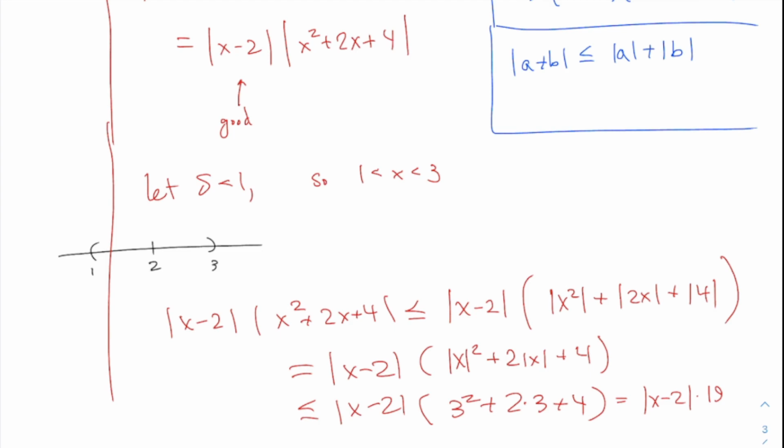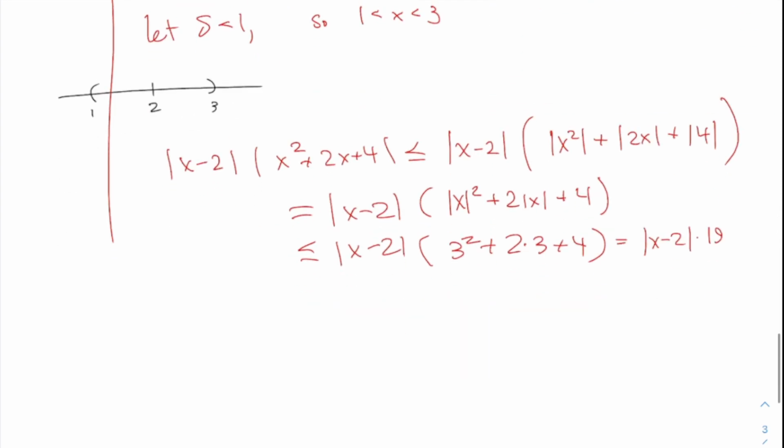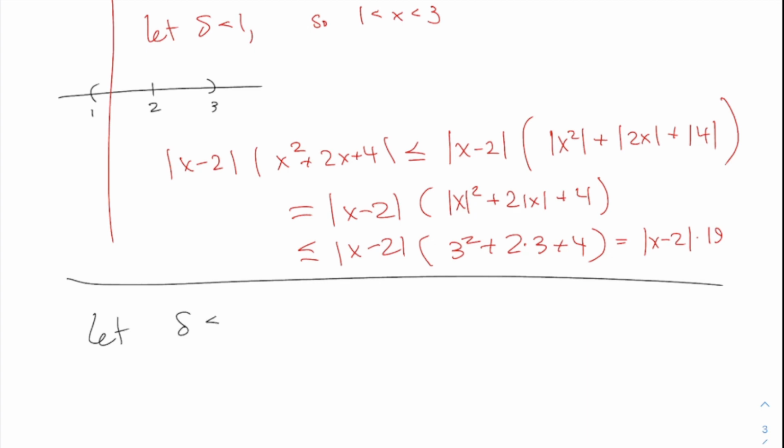All right. So we should actually write out the rest of the proof. I'm going to say let delta be less than the min of 1 and epsilon over 19.